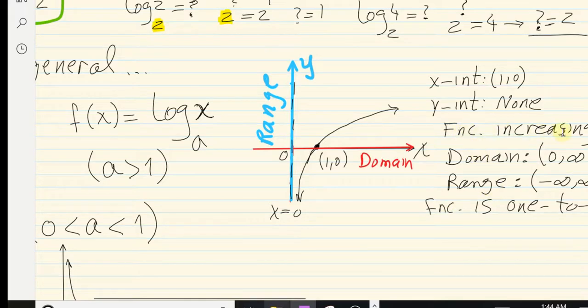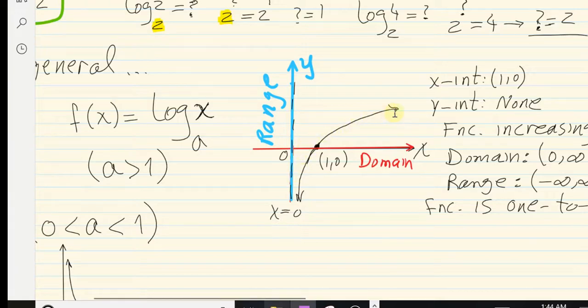The function is increasing. The y-intercept now does not exist. What used to be the floor for the exponential function becomes like a wall that cannot be touched nor crossed. And the x-intercept is at (1, 0). There is no y-intercept. The graph will not touch nor cross the y-axis down below. The function is increasing as you go left to right.